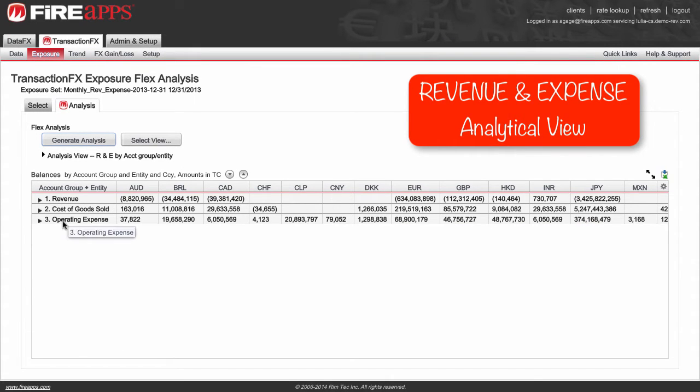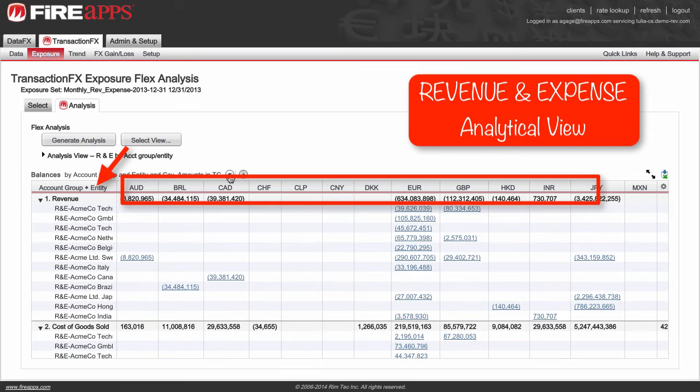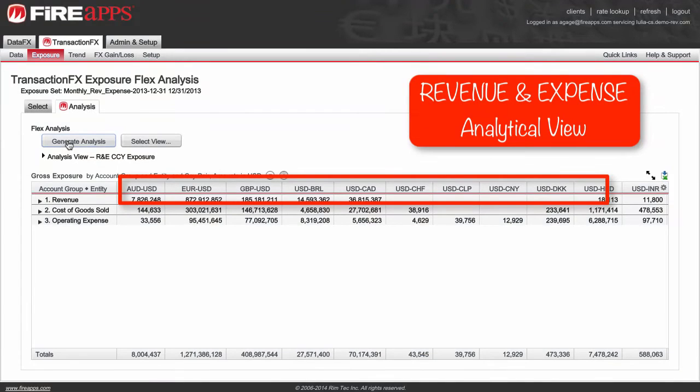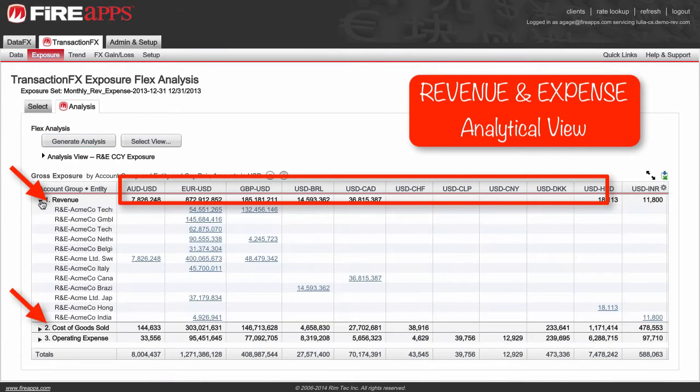In this pivot analysis of P&L items, you have the ability to view specific legal entities and the currencies they are transacting revenue and expenses in. Taking that same analytical data set, you can then transition into viewing and understanding the currency pair exposures within your revenue and cost of sales line items for each legal entity.